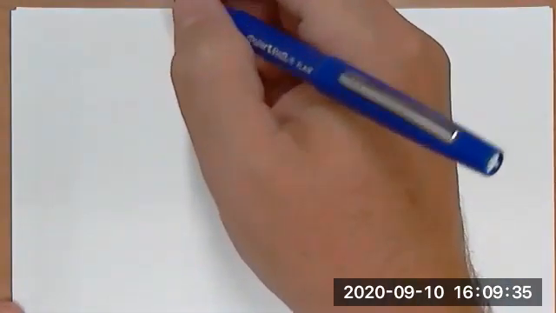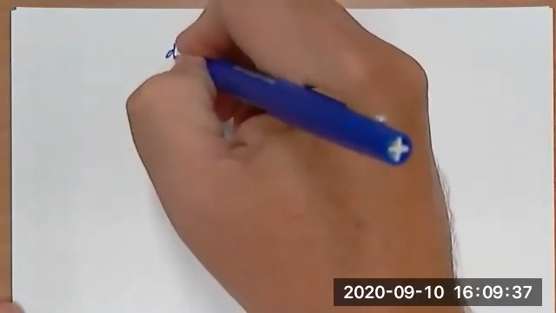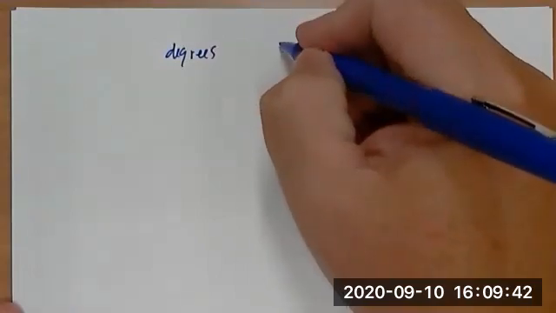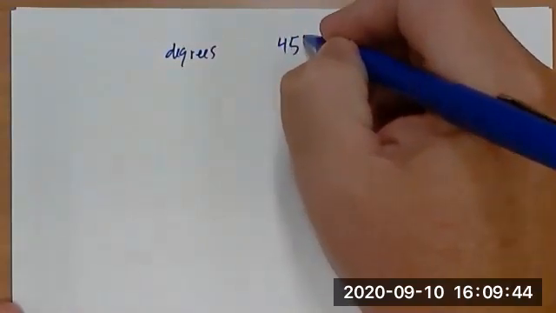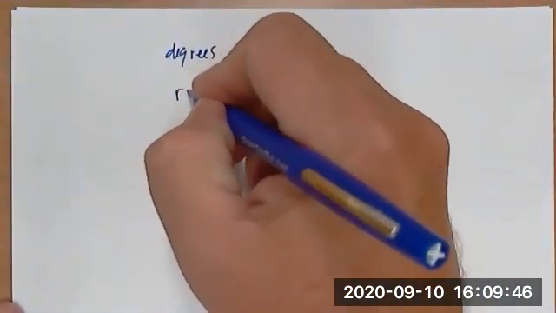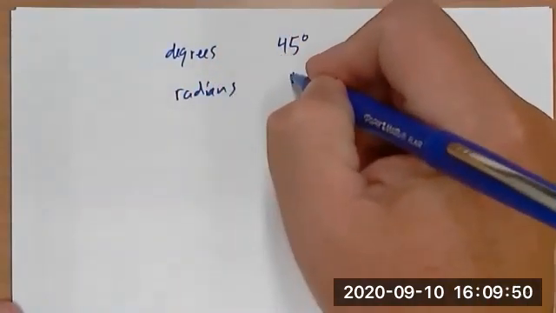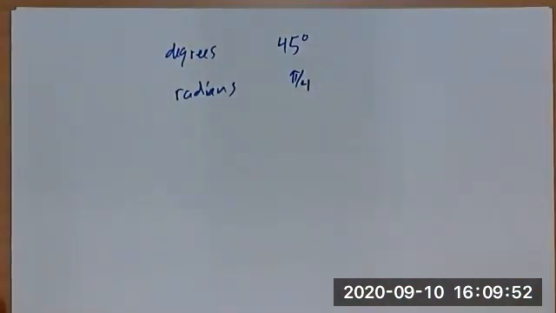I want to talk about some special angles that we deal with in trigonometry. We've already talked about there's two different ways to express angles, right? We talk about angle in degrees. Here's a 45-degree angle. And angle in radians. There's a pi over 4 angle.